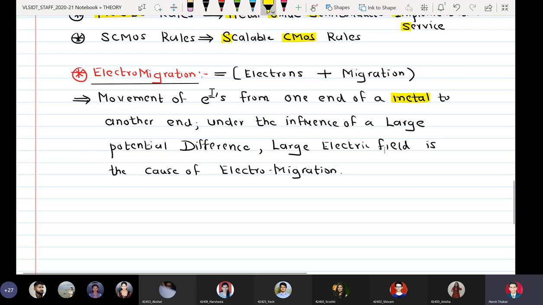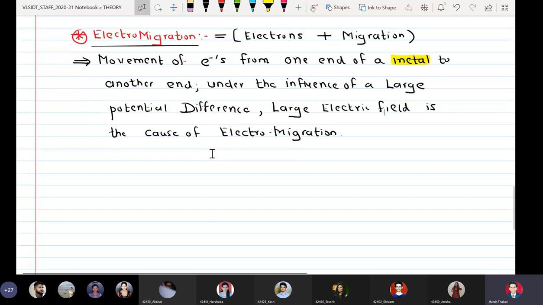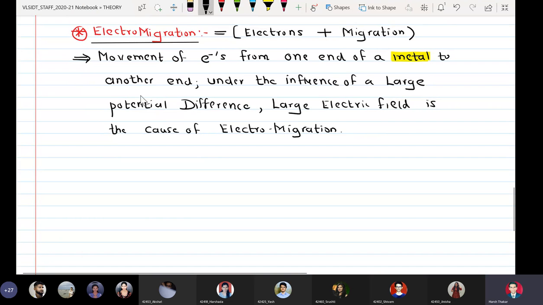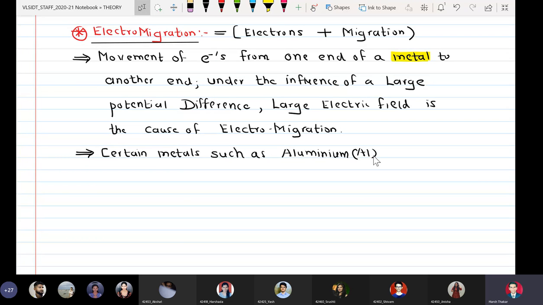It pertains to only those metals which are known for having a granular structure. So aluminum is one such metal which is prone to the electromigration effect. So I can say certain metals such as aluminium, that is Al, have a fine grained structure.